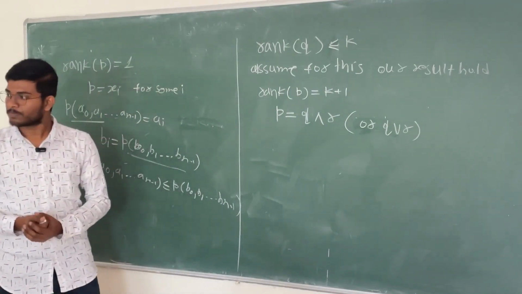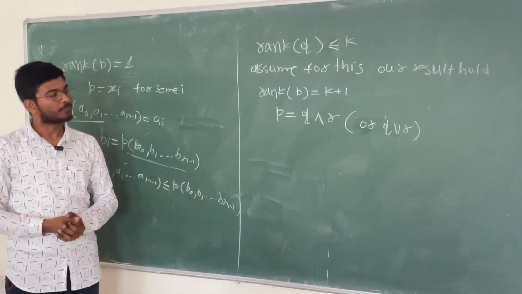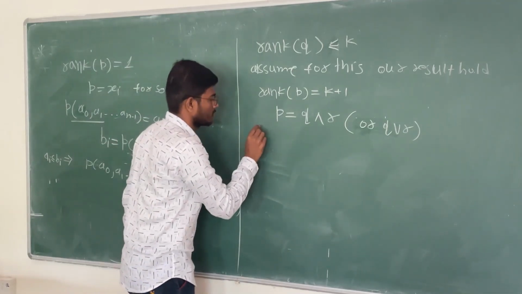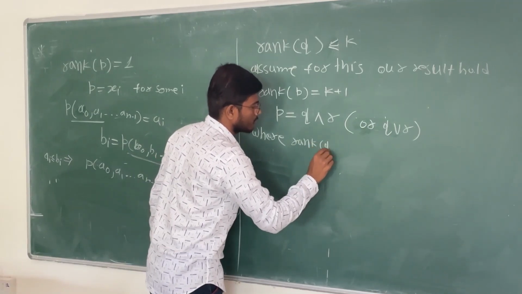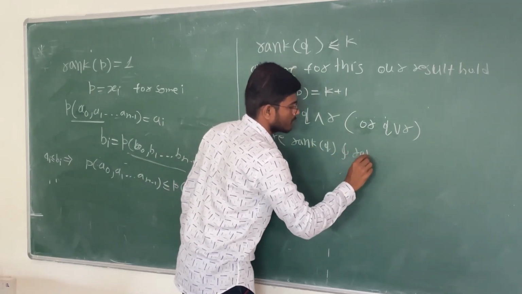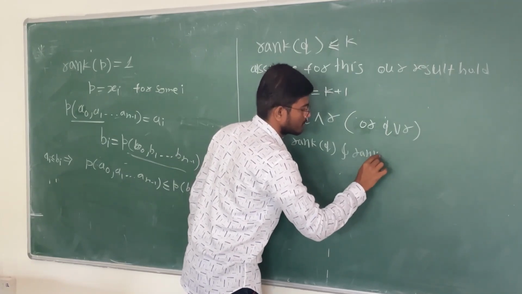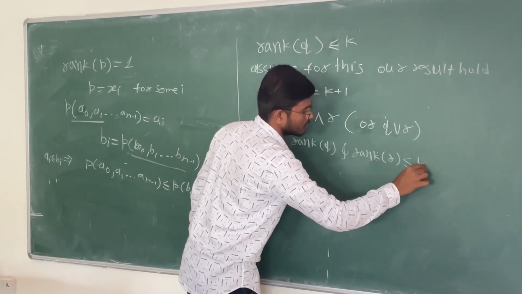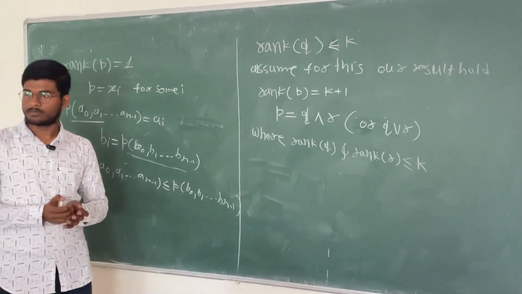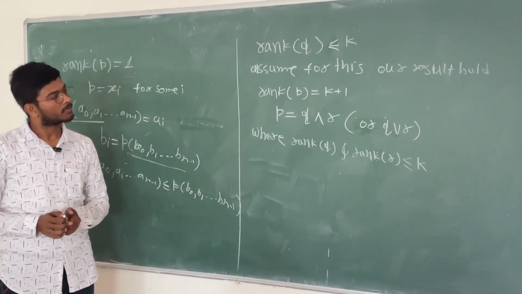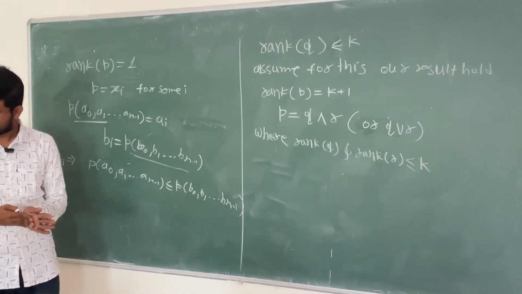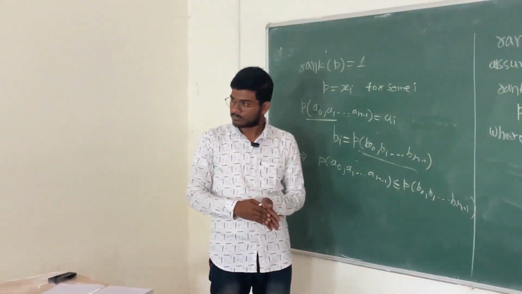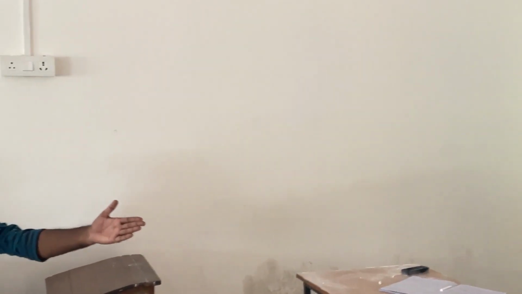Either you write it as a meet or a join, because it's a polynomial, where the rank of q and the rank of r are less than or equal to k. Is that clear? This we have already seen in the last class also. Given any polynomial of rank k plus 1, we can write it as either a meet or a join of two polynomials whose rank is less than or equal to k. Is that clear? So that we can apply the assumption for this polynomial q and polynomial r.